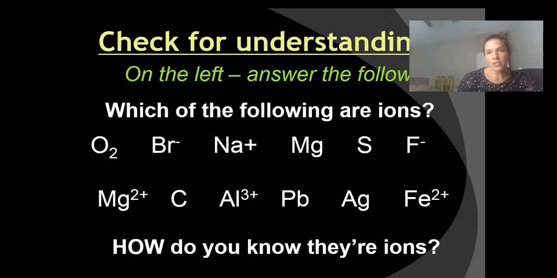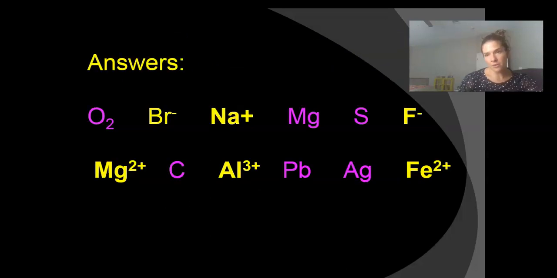All right, so now let's check for understanding. On the left, answer the following. Which of the following are ions? So right now with your table group, I want you guys to discuss which of the following are ions. I'll give you a few minutes. And then talk about how you know they're ions.